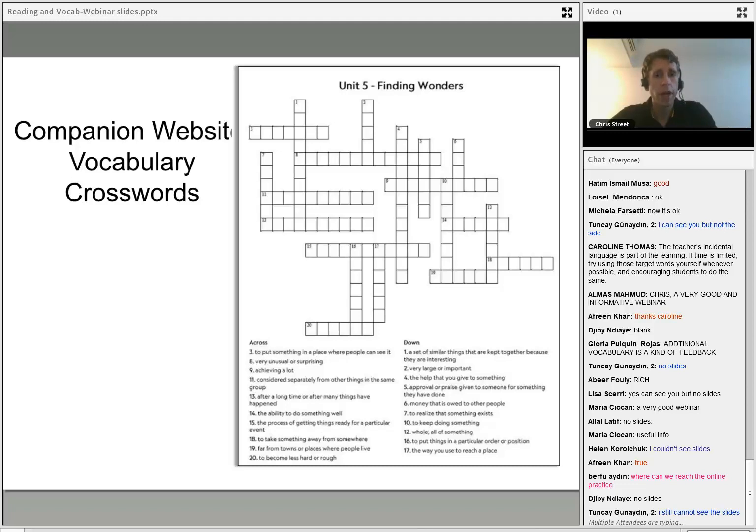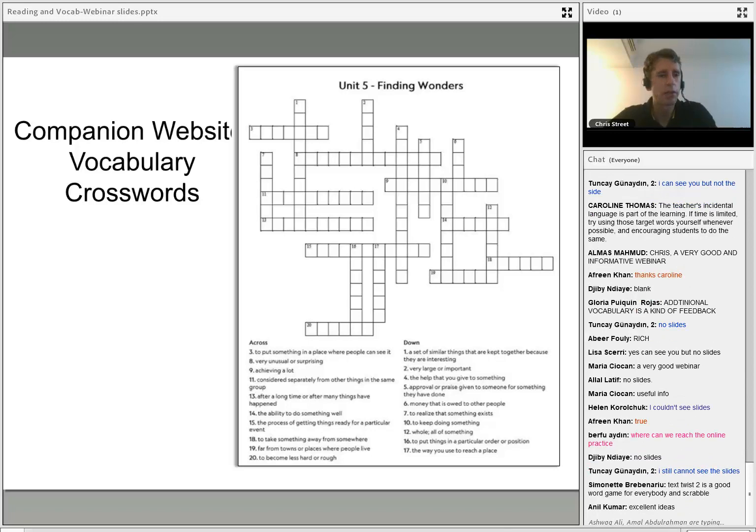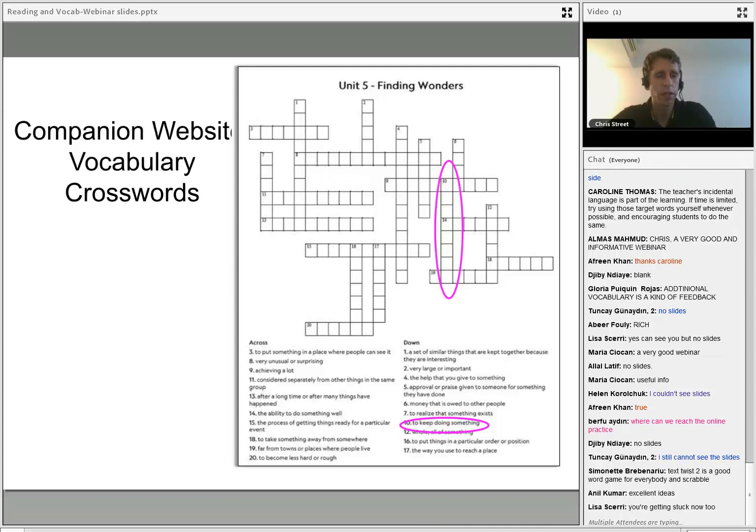And we also provide vocabulary crosswords on our companion website. And again, these will help you review the target words from the student book. And there's continue again. So again, this could be something provided as homework, or it could be done in class as a warm-up activity maybe.